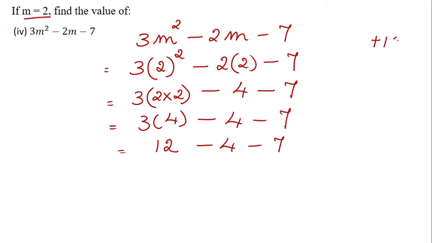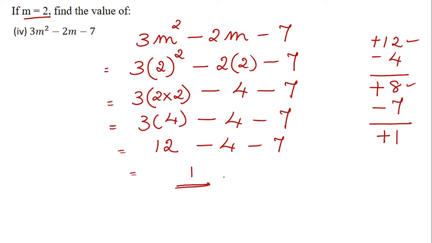So plus 12 minus 4, different signs, put the bigger number's sign and subtract. 12 minus 4 is 8. And then you have minus 7. Two different signs, put the bigger number's sign and subtract. 8 minus 7 is 1. So the answer is 1.